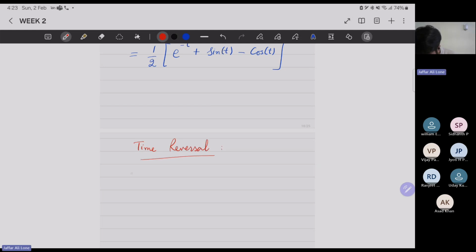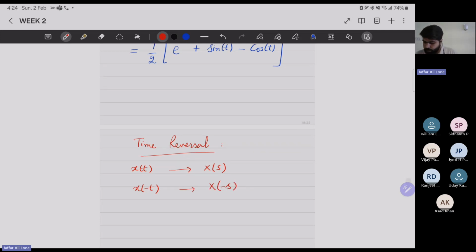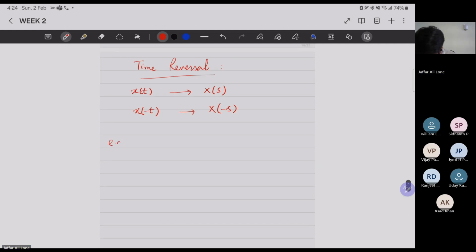So for example, if you have a function x(t) whose Laplace transform is X(s), then if you have x(-t), the Laplace transform will be X(-s). For example, if you have e^(at) u(t), you know the Laplace transform is 1 over s minus a, with s greater than a.